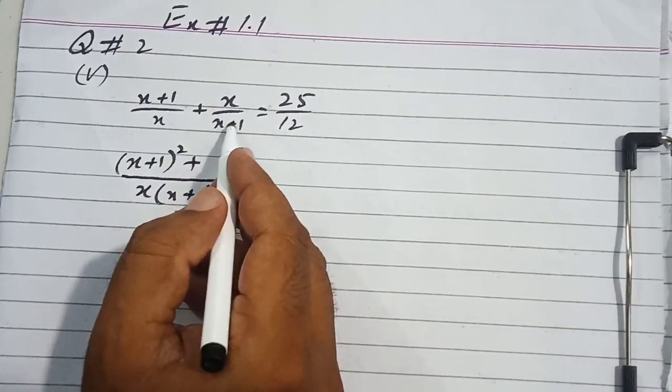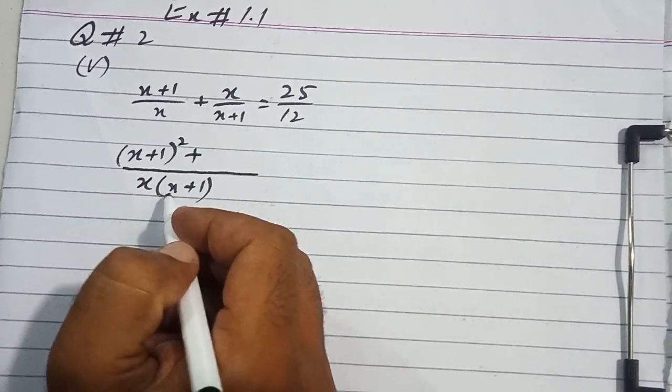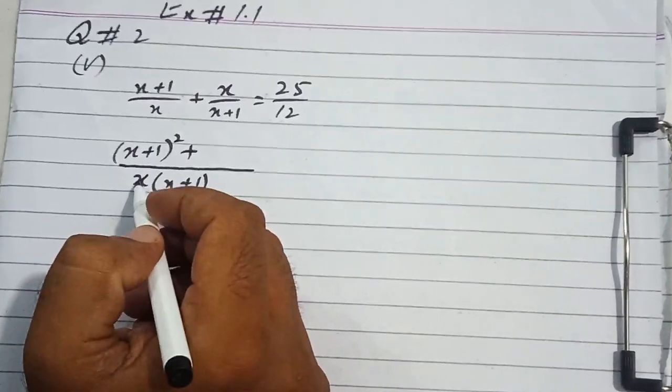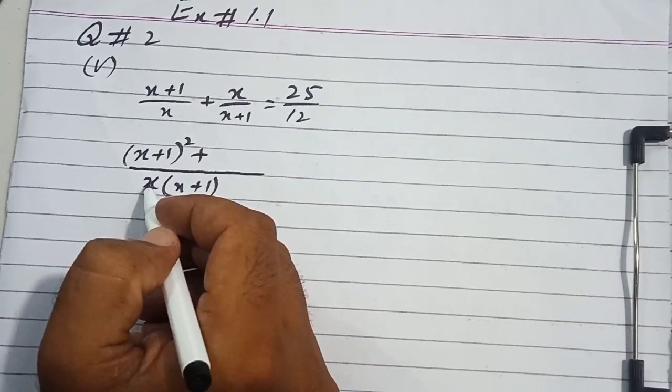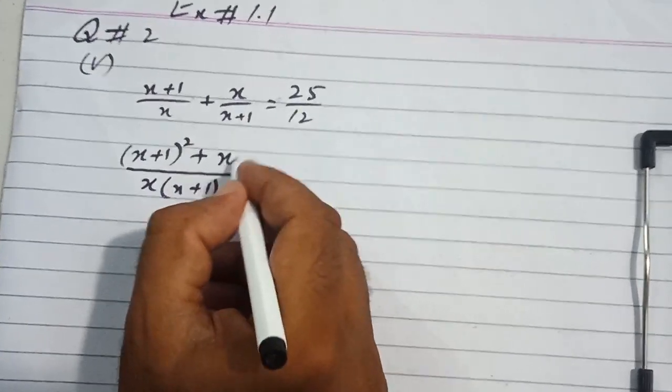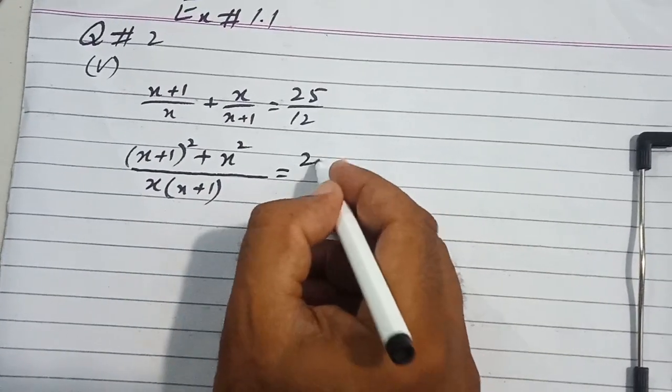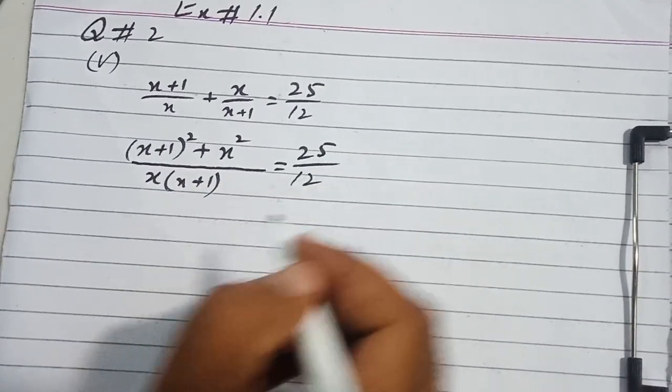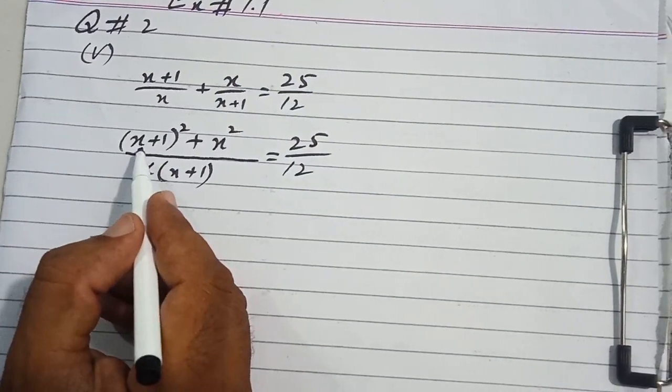Now the LCM will be divided by the denominator of the second fraction, so x plus 1 will be cancelled, and the left factor is x, and x multiplied by x, we will get x square, that is equal to 25 over 12. Now open the formula.